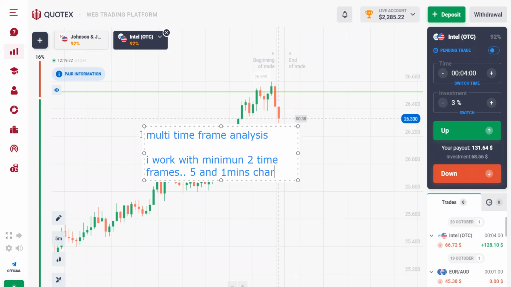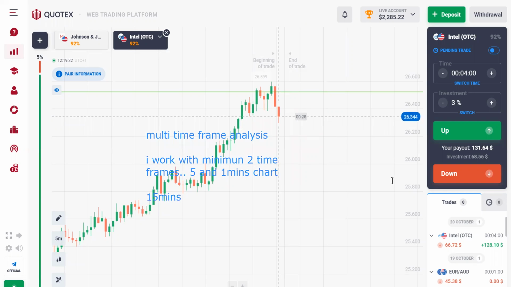Sometimes I look at the 15 minute chart if I don't understand the market direction on the 5 minute chart. So the 15-minute chart is going to tell me the major movement, the major direction that the market should be going to.